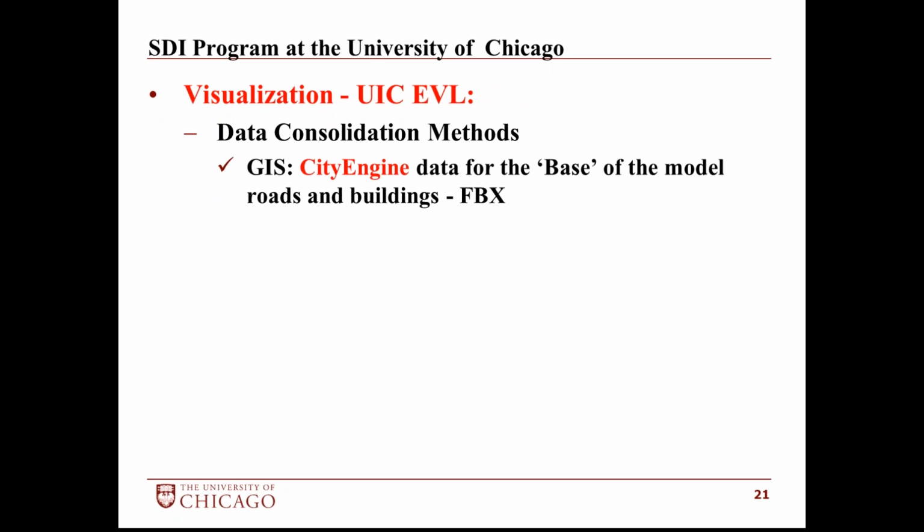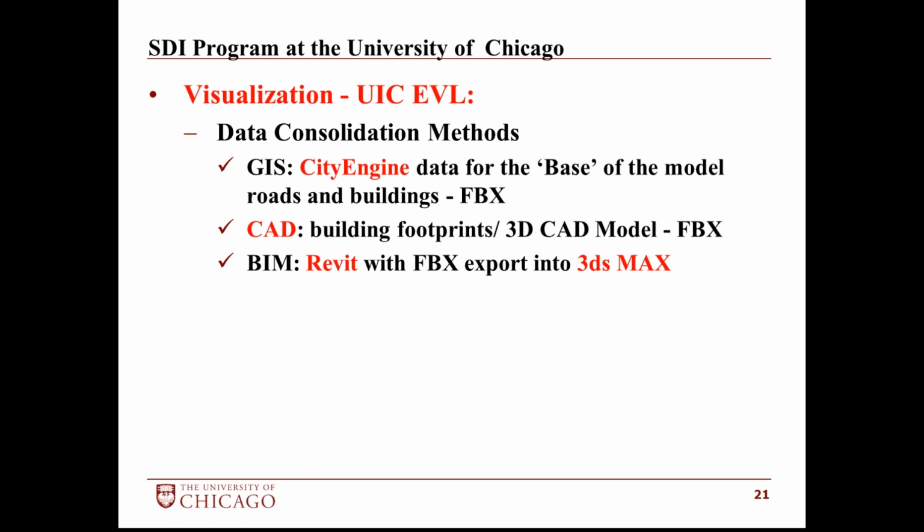So we started this last year, and we basically went through and did a consolidation of all our existing data sets. So we used CityEngine to do a base model for roads and buildings. We basically used FBX for our transport process into a common framework. We also did the same thing with some of our CAD building footprints that weren't in any other source other than CAD. We got it in the FBX. BIM we converted in Revit into FBX, and then we ground truthed everything in 3ds Max into one environment.